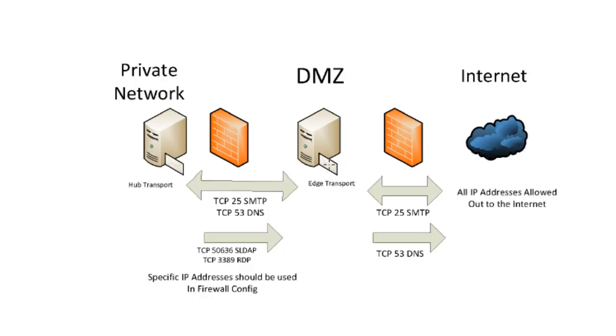So to do that, we have to have TCP port 25 open bidirectionally on your internal firewall to pass mail messages back and forth. You also need TCP port 53 open bidirectionally on your internal firewall, so devices in your private network can resolve the name of the edge transport server in your DMZ, and your edge transport server can use DNS to resolve names of your private devices in your private network.